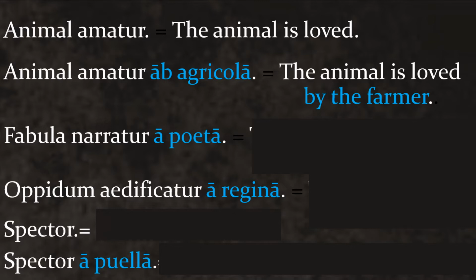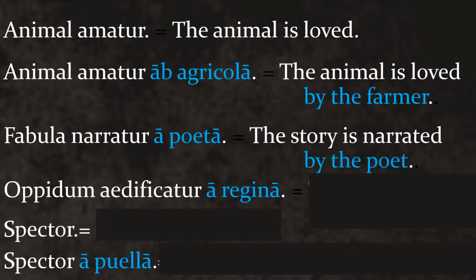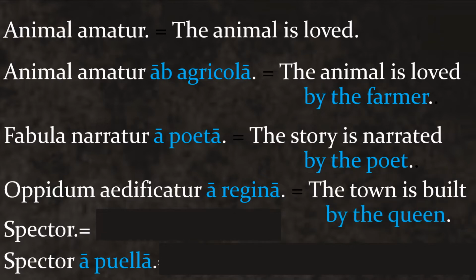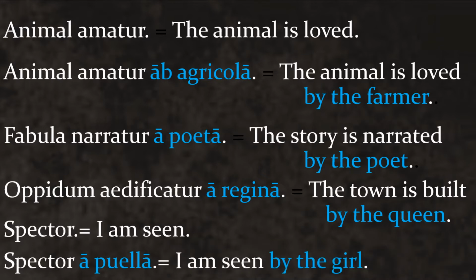Fabula narratur a poeta. The story is narrated by the poet. Oppidum edificatur a regina. The town is built by the queen. Spector, I am seen. Spector a puella. I am seen by the girl.